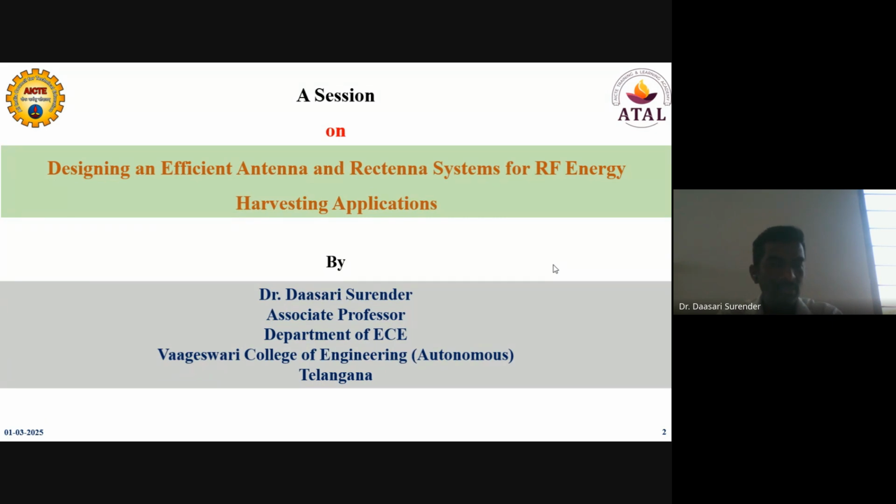This also increases the scarcity. So now we need to depend on alternative approaches to the conventional batteries. Alternative approaches, mainly energy harvesting approaches, are most suitable for replacement of the conventional batteries.